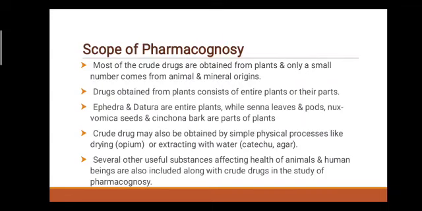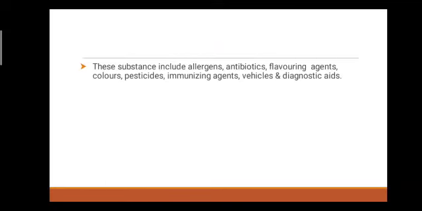Several other useful substances affecting health of animals and human beings are also included along with crude drugs in the study of pharmacognosy. These substances include allergens, antibiotics, flavoring agents, colors, pesticides, immunizing agents, vehicles, and diagnostic aids.